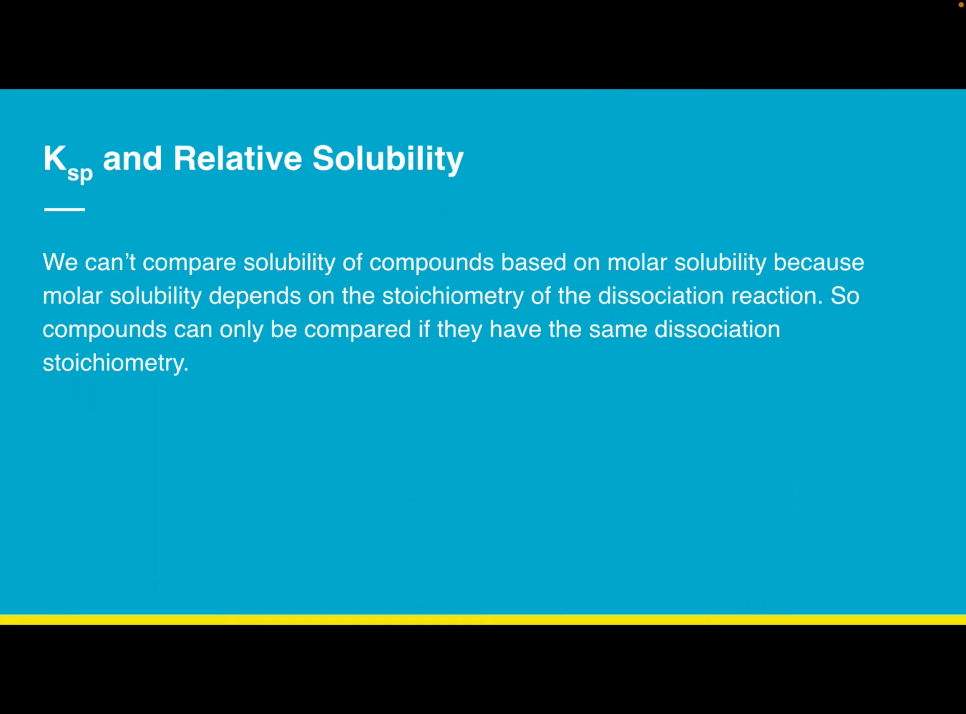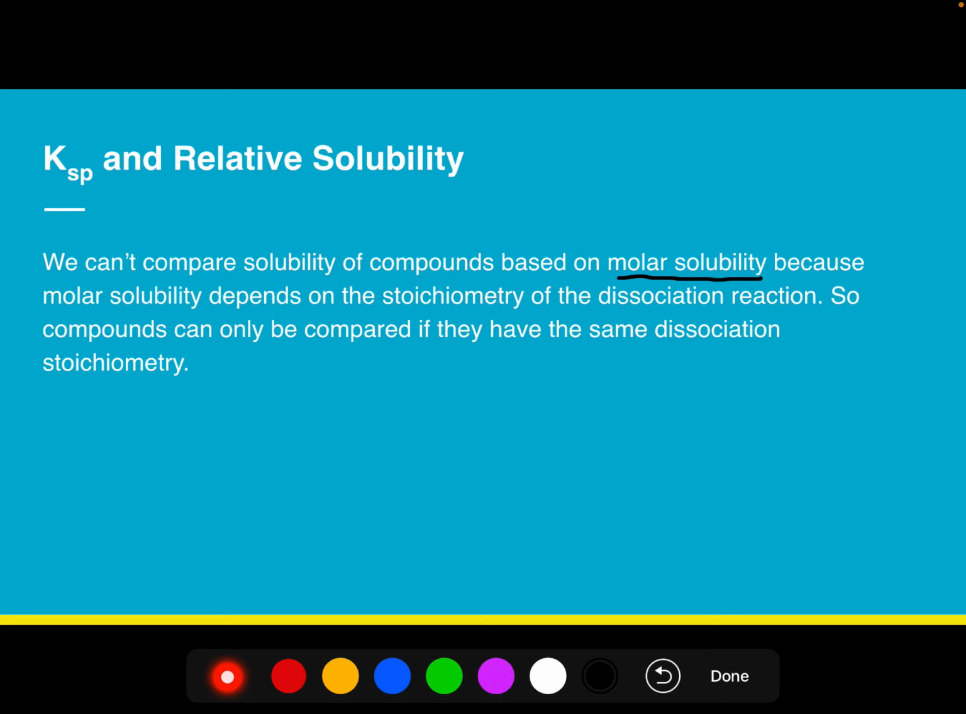All right, so here is the important thing. You cannot compare the solubility of compounds based on molar solubility, because molar solubility depends on the stoichiometry of the dissociation. One compound that has more ions, like your lead(II) chloride, 1 mole of that is going to make 3 moles of ions, whereas 1 mole of the silver chloride is only going to make 2 moles of ions. And so it's not a fair comparison. Obviously there's more that's going to end up in solution with the lead compound than the silver compound.